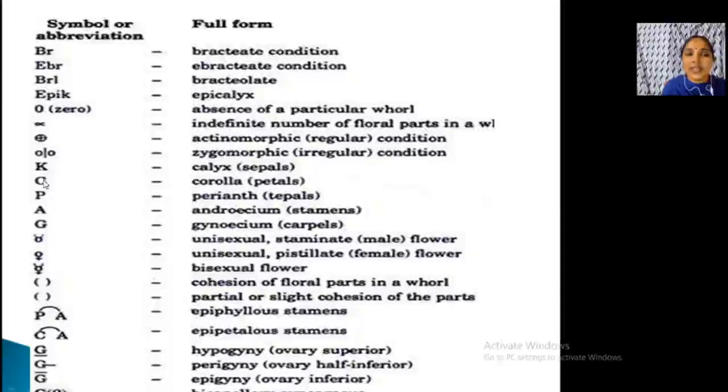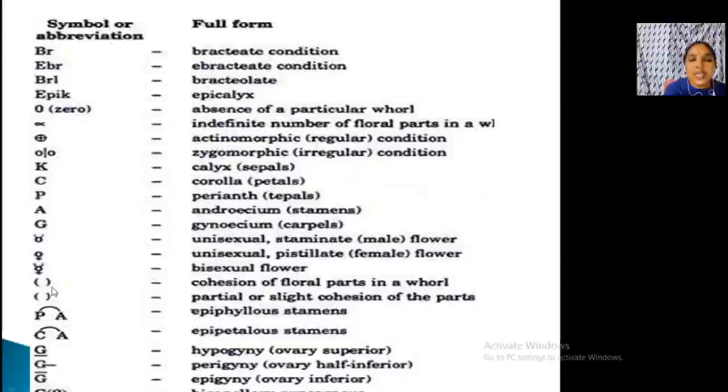K calyx, C corolla, P perianth, A androecium, G gynoecium. Then unisexual means either female or male. This is female, this is male. Both this and this together you can call the flower as bisexual. You have to study this. This is male, this is female, both together bisexual.